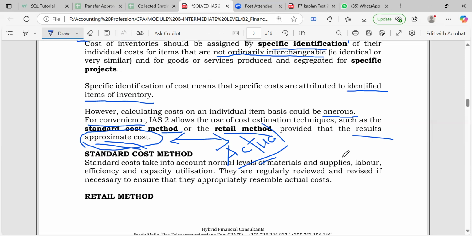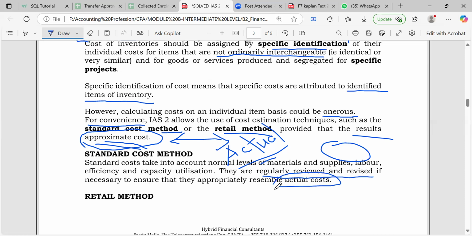supplies. Like I told you, I think I showed you materials, labor, overhead, and for production overhead, you would usually have the cost and the normal level of activity, which we divide. We divided and obtained the fixed cost per unit, right? Yes. And so to use the standard cost method and actually be satisfied, we say that the standards are regularly reviewed and revised if necessary to ensure that they approximate or resemble the actual.